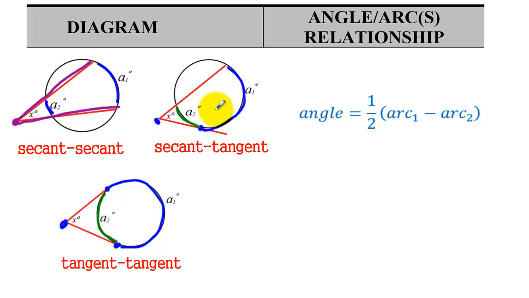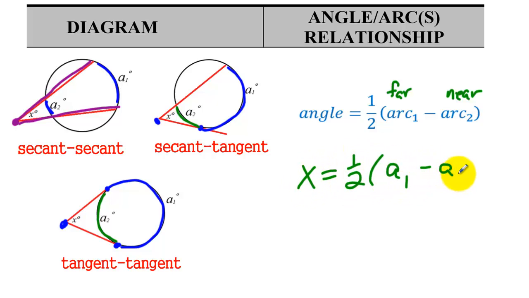All of these are the same formula. Our vertex is on the outside. We are going to subtract our arcs. Notice that arc 1 is the one that's far away. It's the bigger arc always. And then we subtract from that the near one. That's to avoid any negatives, of course. So our angle x is equal to half of the difference between the arcs. Subtracting those arcs, let's calculate them with an example.